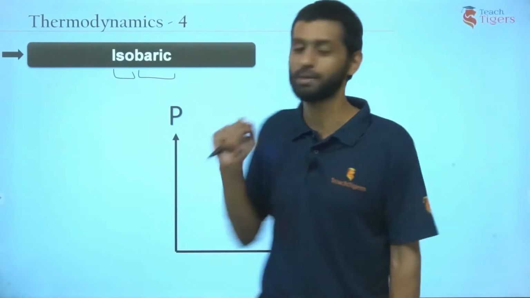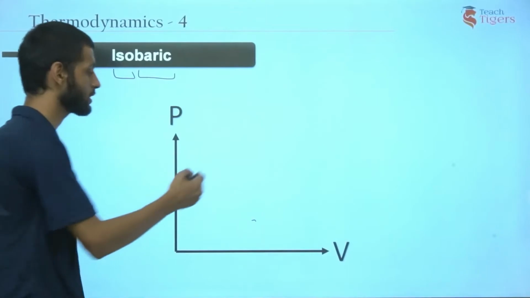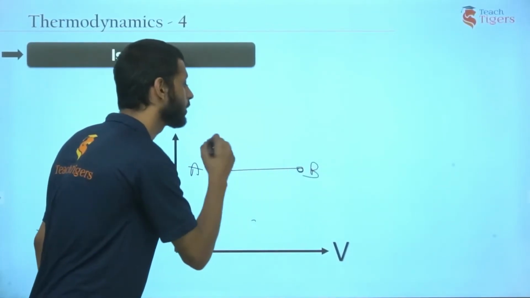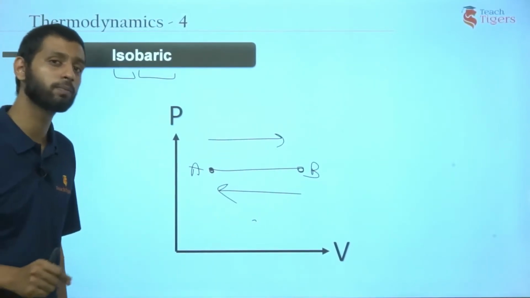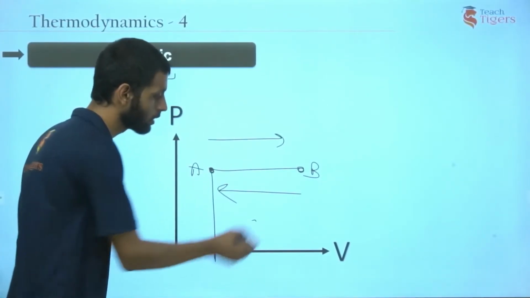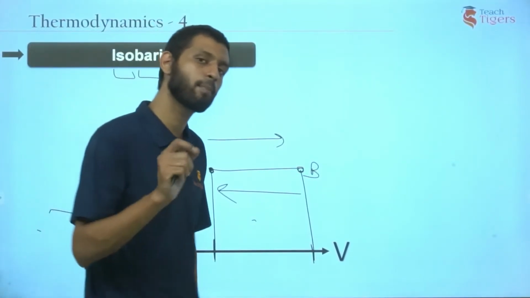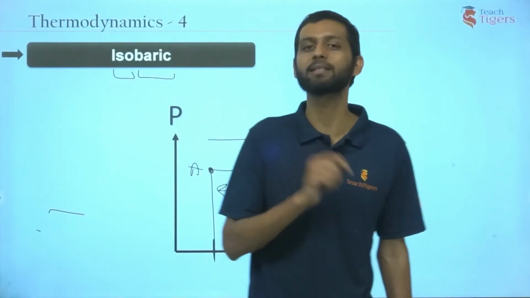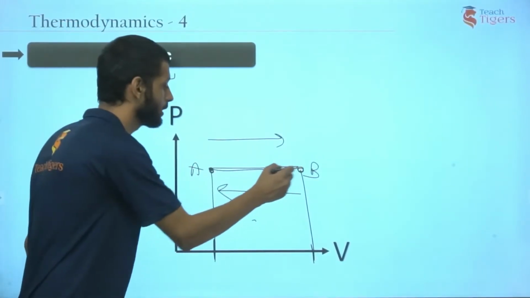If I try to draw it on a PV graph, I can't go up and down because I'm going to change the pressure. I can only go left and right, A to B. Going towards the right, I'm increasing my volume from a low volume to a high volume. Going towards the left, I'm decreasing my volume. That is compression.